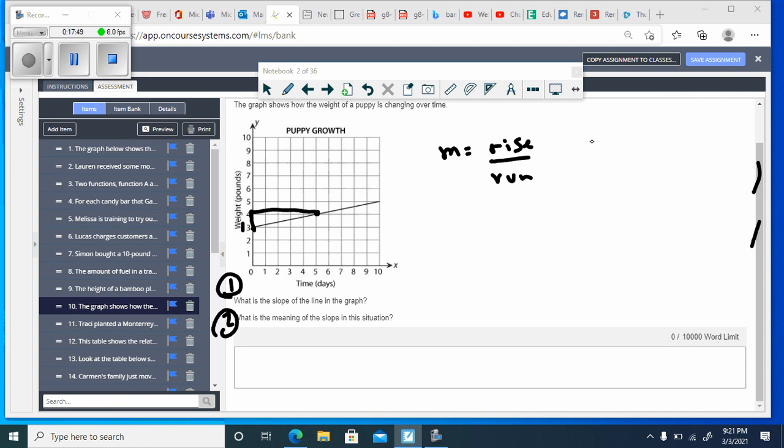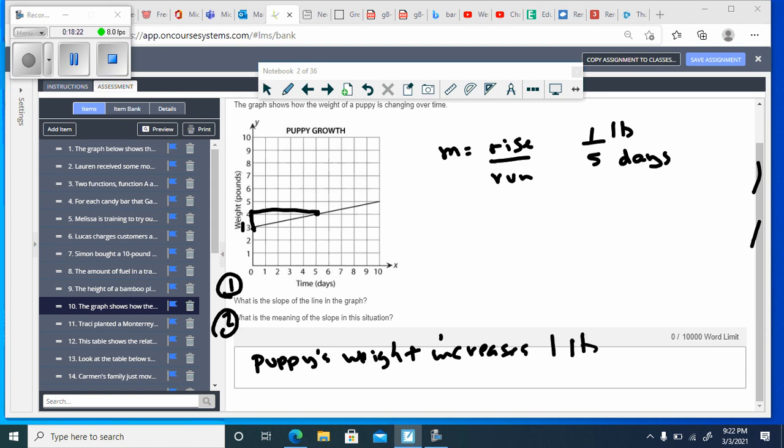Rise over run, went up 1 and over 5. So that means it's going up 1, what on the y-axis? 1 pound, and 5 what? 5 days, all right? There's your slope. It's 1 over 5. What does it mean? The puppy's weight goes up 1 pound each 5 days. Puppy's weight increases 1 pound each 5 days.